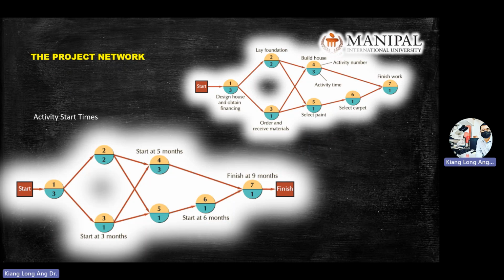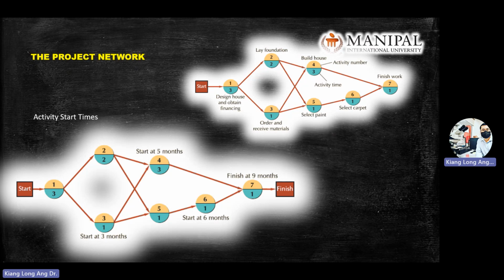Okay, so I extract the diagram on the top, and then I put it into the diagram on the bottom. If you can see the time, the time is the one in the sky blue color. So to reach activity number 4, you need 5 months, right? 3 plus 2, you get 5, right? To start activity number 4, if you choose this pathway, 1, 2, 4, 7, you need 3 plus 2, 5 months to reach number 4. Same here.